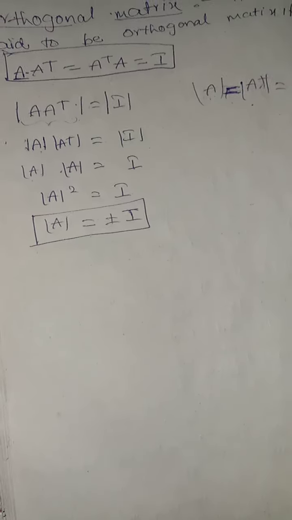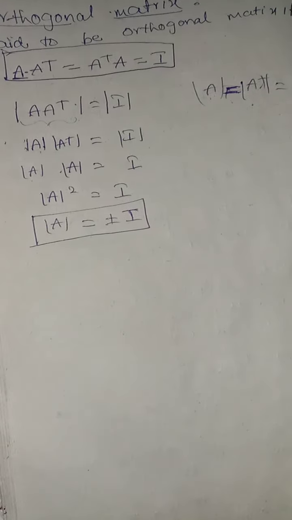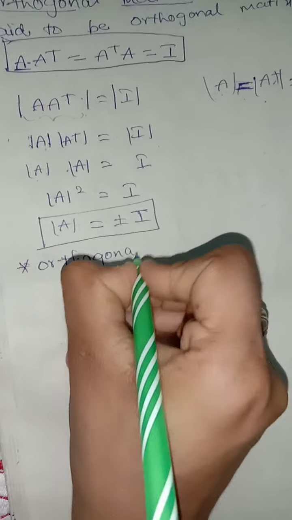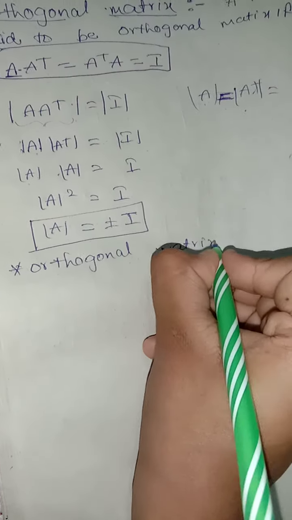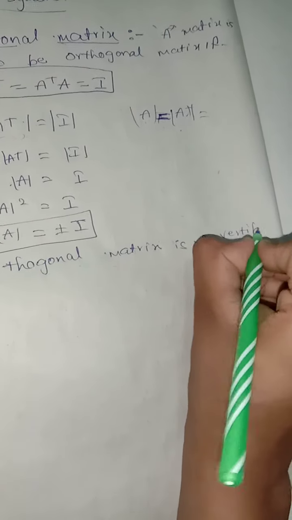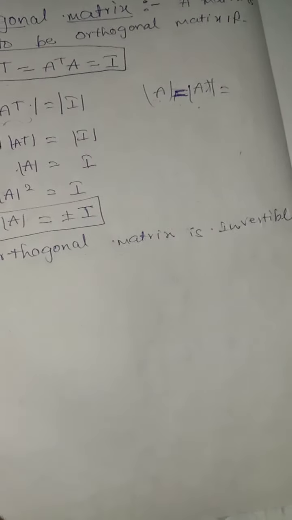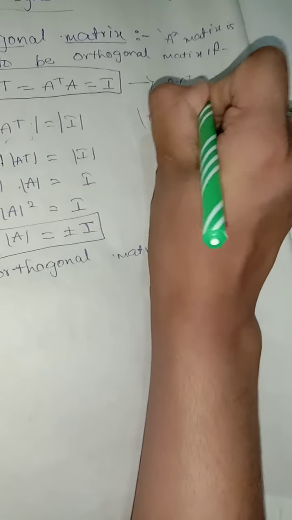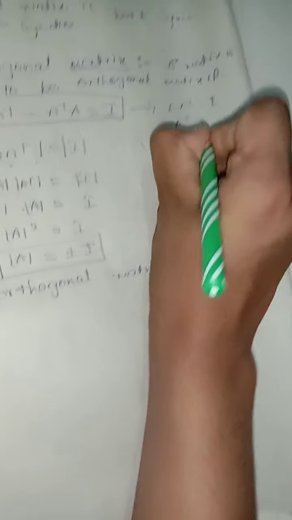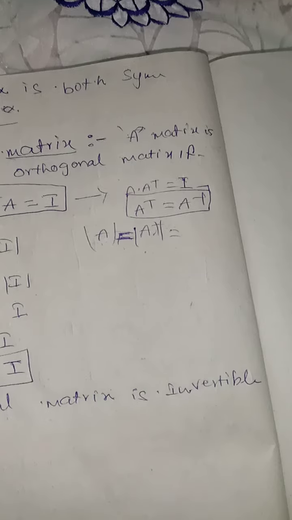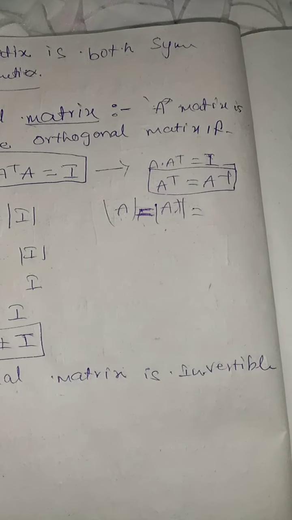Okay, now orthogonal matrix is invertible. Can you understand what I am saying? Orthogonal matrix is always invertible. From here we can derive that A into A transpose equals I, then we can say that A transpose equals A inverse. So the inverse always exists for an orthogonal matrix.